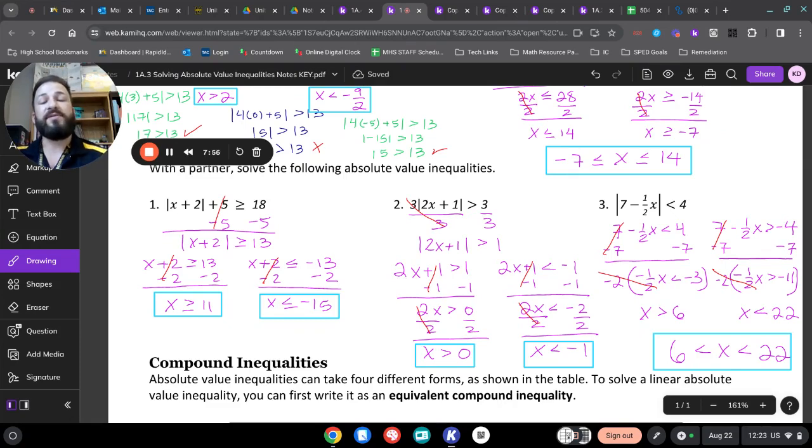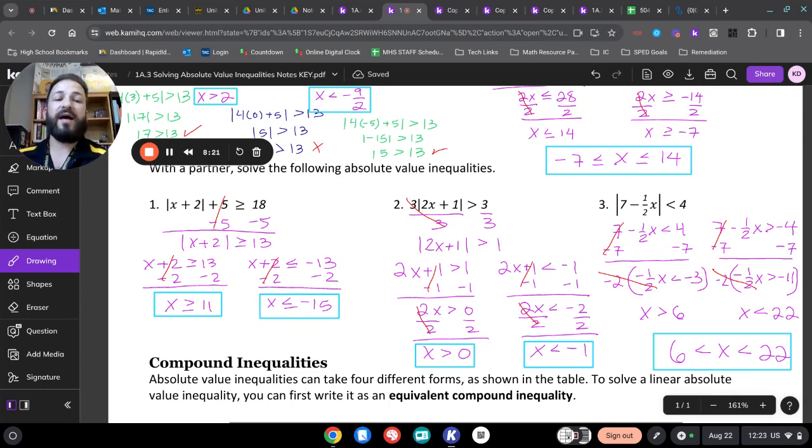Splitting it into 2x plus 1 is greater than 1, and 2x plus 1 is less than negative 1. Then solving out, minus 1 and dividing by 2, we get x is greater than 0, and x is less than negative 1. All right, number 3 is a little tricky. This one is isolated, so we can split it up right away into 7 minus 1/2 x is less than 4, and 7 minus 1/2 x is greater than negative 4.